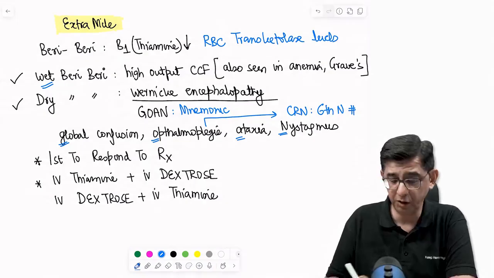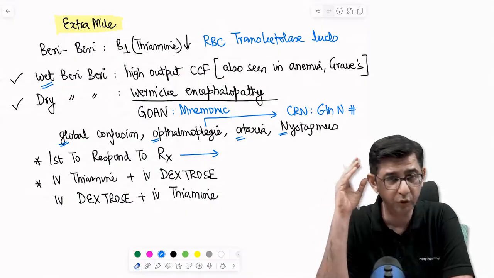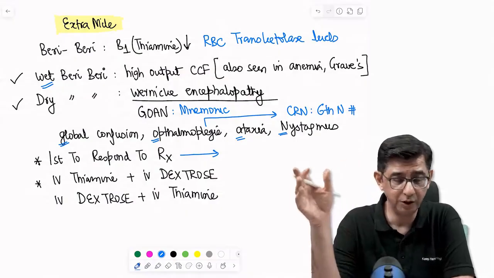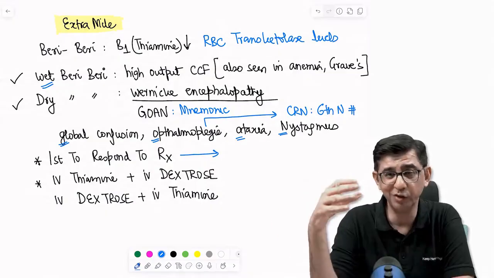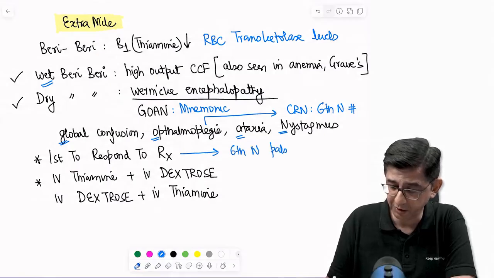Then he will also say that you are treating this patient, what is the first one to respond, whether it is global confusion, ophthalmoplegia, ataxia, nystagmus, which one will get better first. So first to respond to treatment would be the ophthalmoplegia component. Sixth nerve palsy is the first one to respond in this particular case.